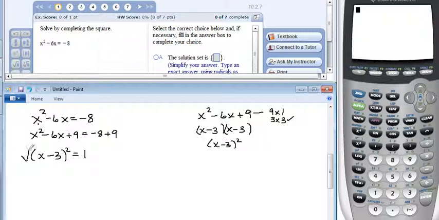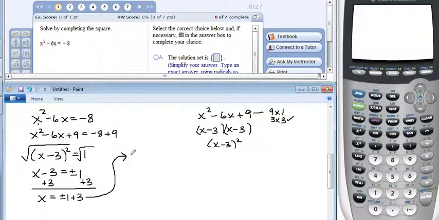Yep. So I'm going to square root both sides. Square root of a square is itself. Square root of 1 is 1. And I'm solving for x, so I'm going to add my 3 across. So I have x is equal to plus or minus 1 plus 3. All right, well that's got to be split into 2 different problems. I'm going to take my positive 1 plus 3, gives me a 4. And my negative 1 plus 3 gives me a 2. Those are my 2 solutions.